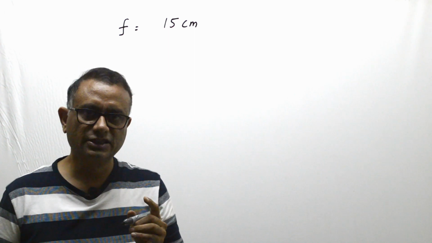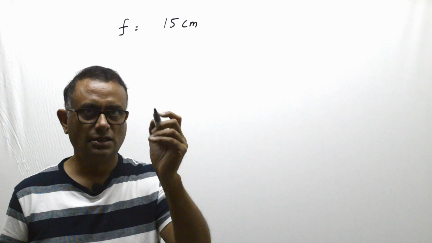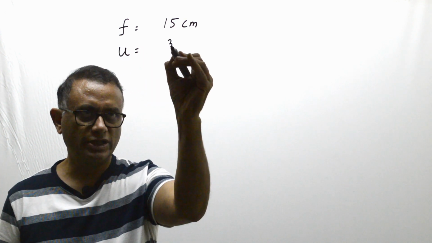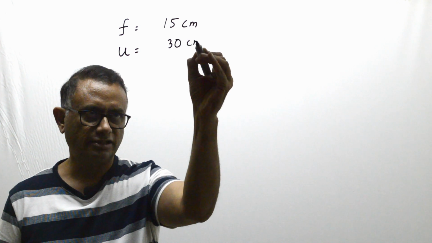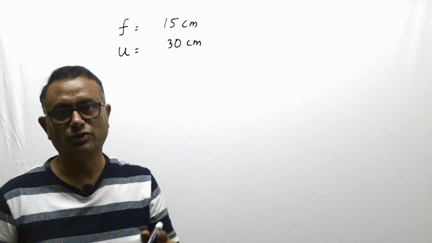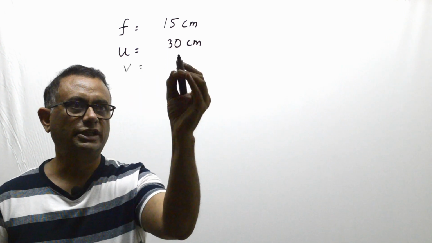And the second thing is we have been given the object distance. What is the object distance? It is designated by u. So u has been given as 30 centimeters. And what are we supposed to find? We are supposed to find out the image distance v. So this is what we need to calculate.